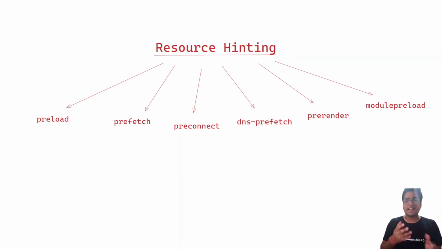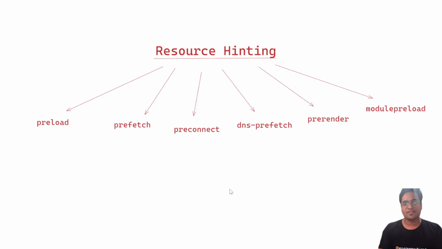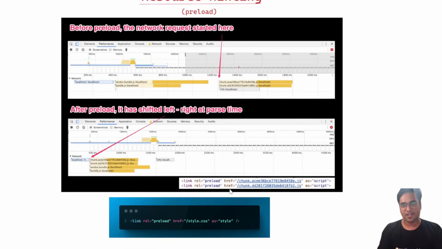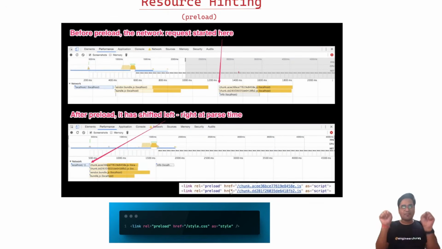So what are those things? What are the different hints we can give to the browser for the different resources or assets that we have? First come fast: we can give preload, prefetch, preconnect, DNS prefetch, pre-render, and module preload. What are these? Let's try to understand them one by one. Preload.